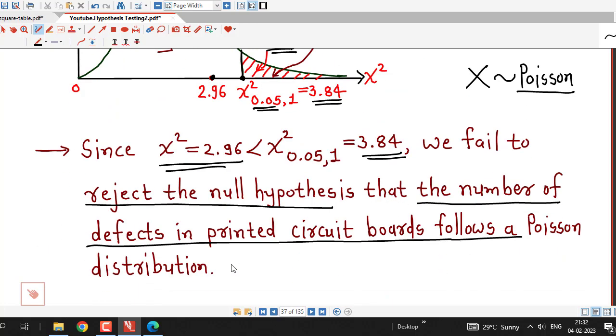So this is all about the chi-square goodness of fit test.